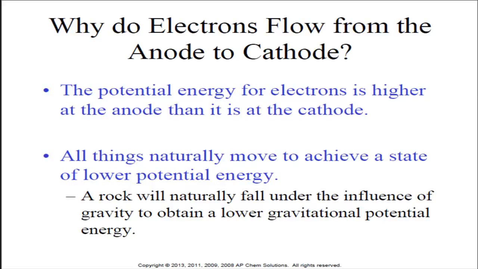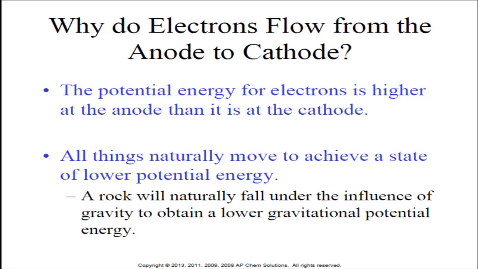So in this video, we're going to look at what voltage is, and we're going to use this example of a rock on the side of a cliff to try and explain how voltage works. Because the exact reasons why our electrons are going to have less potential energy at the cathode than they do at the anode require some really complicated quantum chemistry, which is not going to be on your exam, and we don't have to do it in this course.